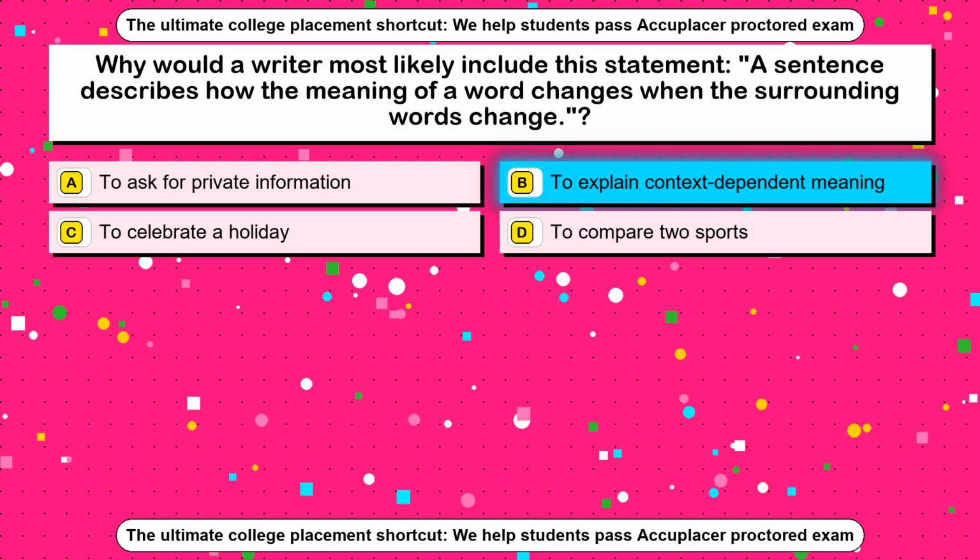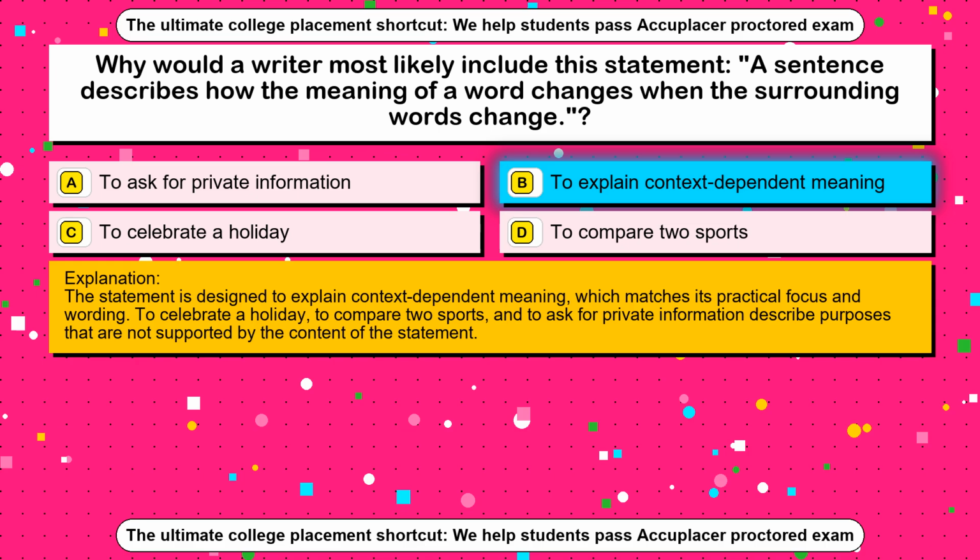The correct answer is option B. To explain context-dependent meaning. The statement is designed to explain context-dependent meaning, which matches its practical focus and wording. To celebrate a holiday, to compare two sports, and to ask for private information describe purposes that are not supported by the content of the statement.